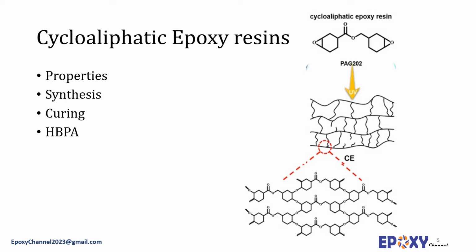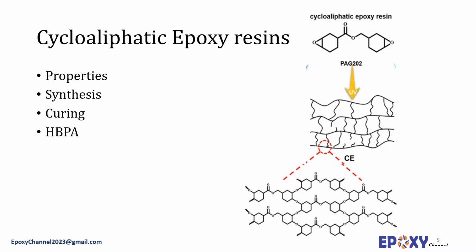Cycloaliphatic epoxies are characterized by their aliphatic structure, high oxygen content, and the absence of chlorine, which result in lower viscosity and, once cured, good weather resistance, low dielectric constant, and high Tg. Applications of cycloaliphatic epoxies include adhesives, civil engineering, electrical composites, and coatings.